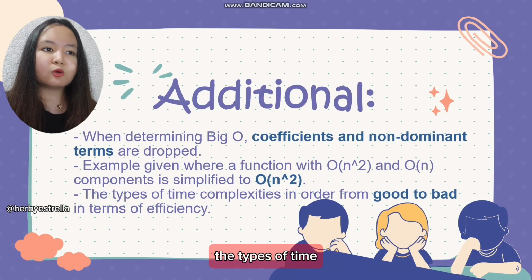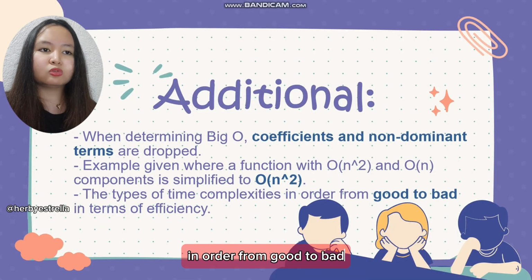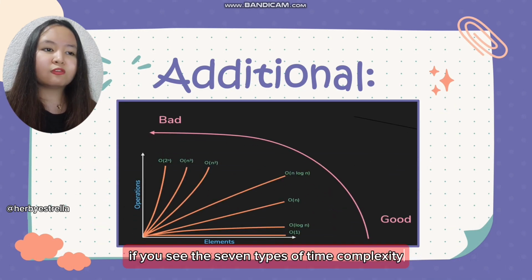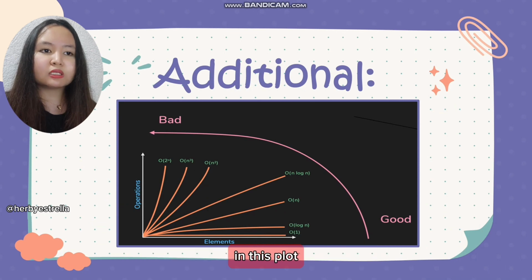The types of time complexities in order from good to bad in terms of efficiency. Let's see the illustration. If you see the 7 types of time complexity in this plot, it is pretty clear that in this order, the time complexity gets good to bad.